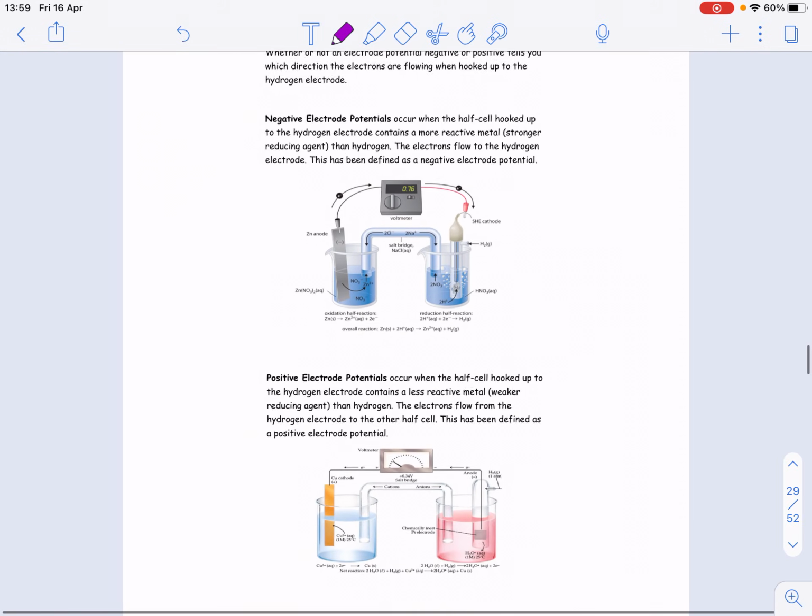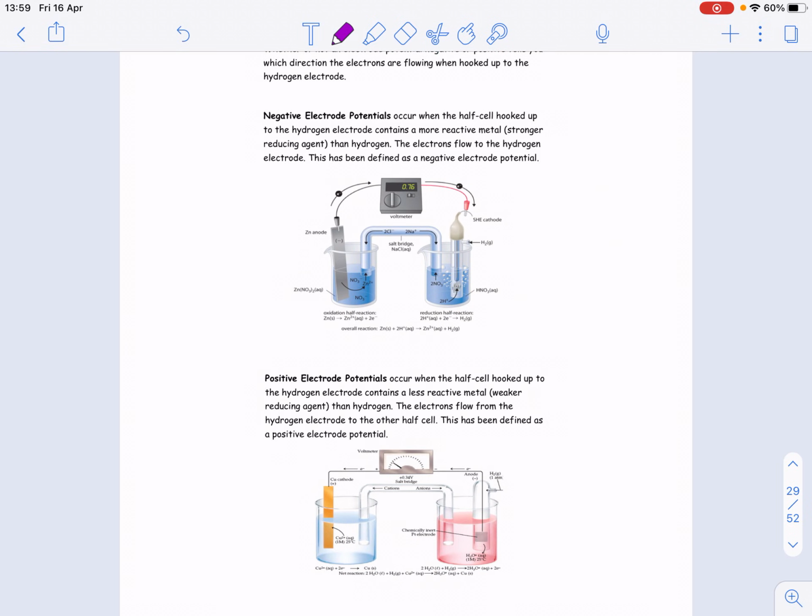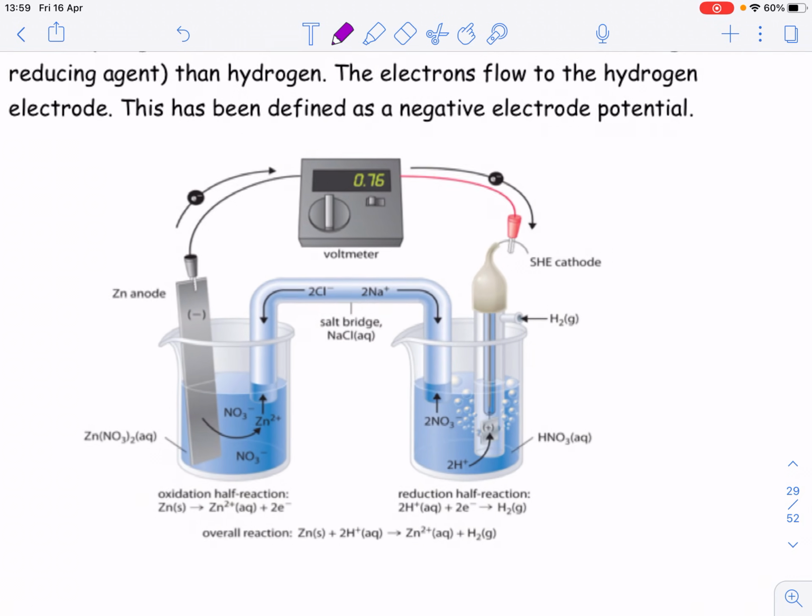So where do those other values come from? Well, we hook other half cells up to the standard hydrogen electrode and we record the voltage. Now the magnitude of the voltage is one thing.